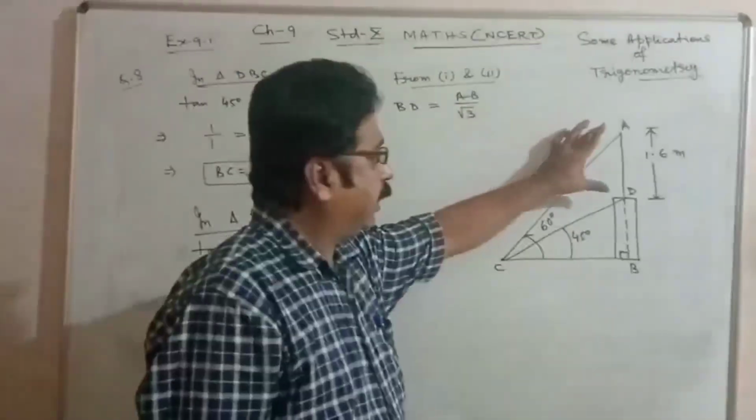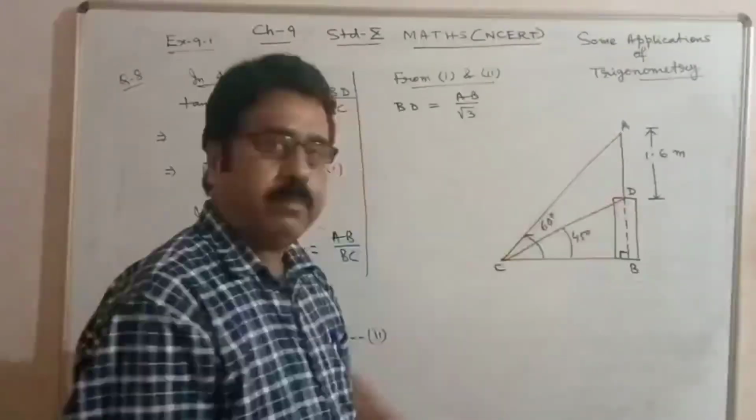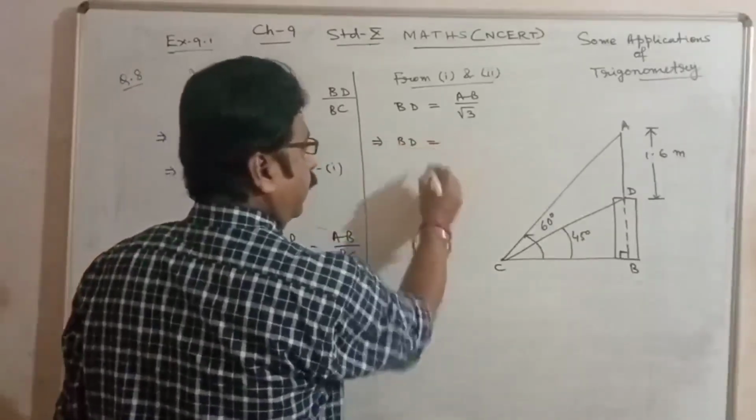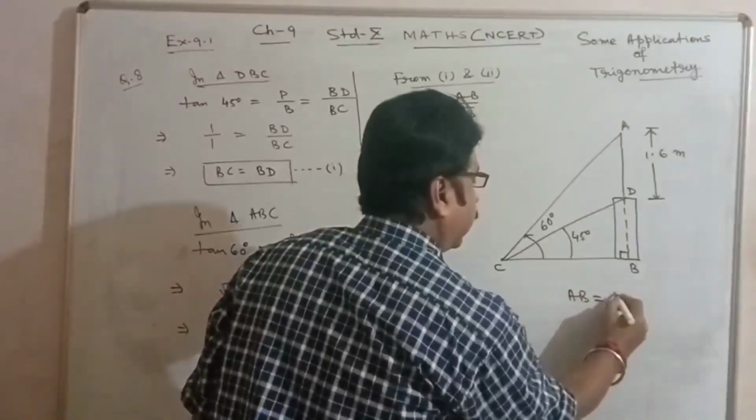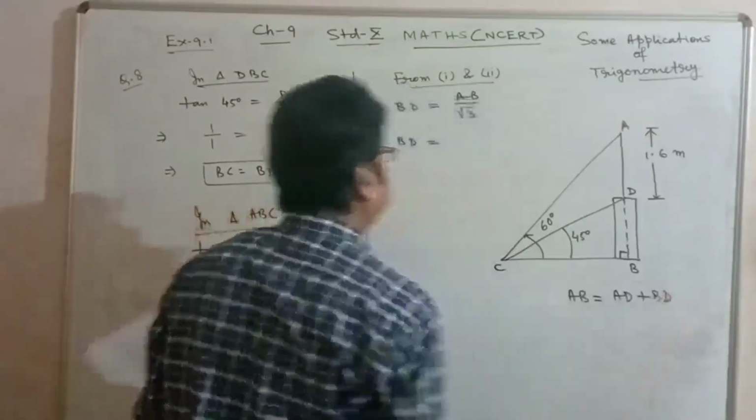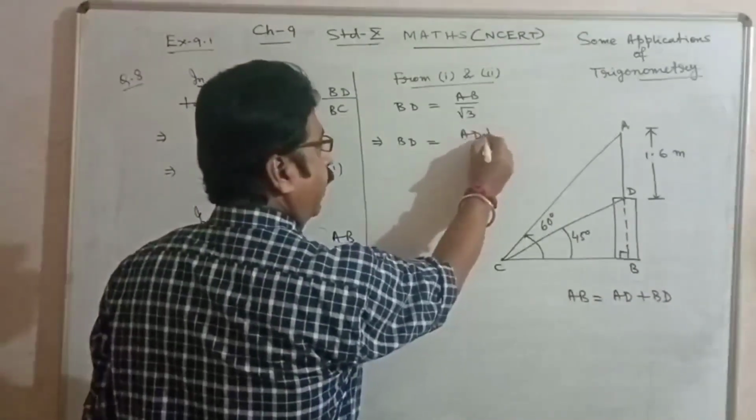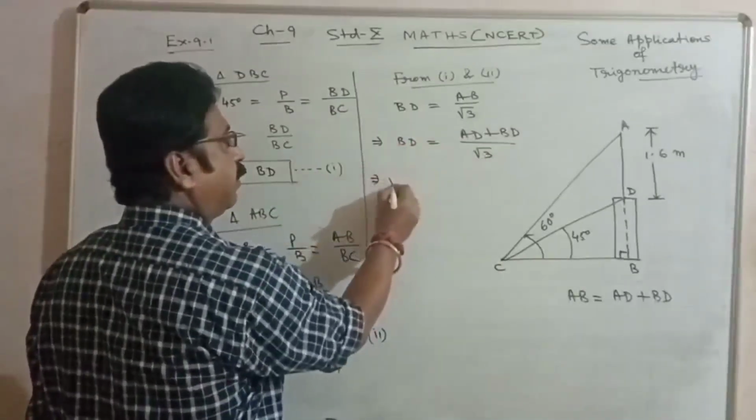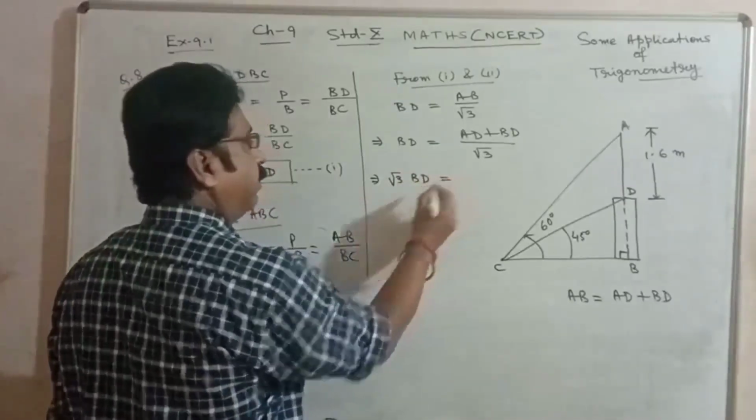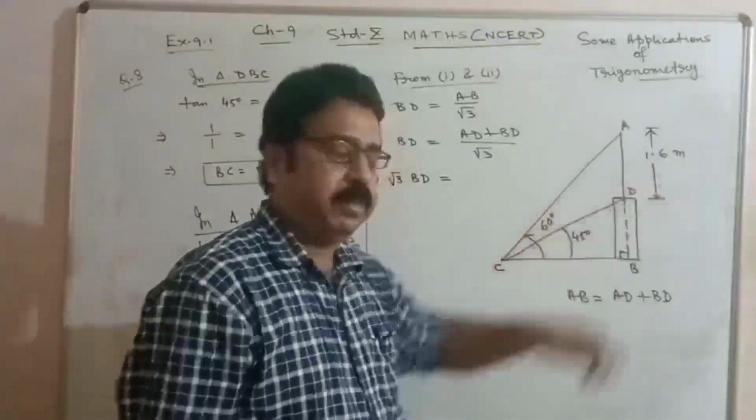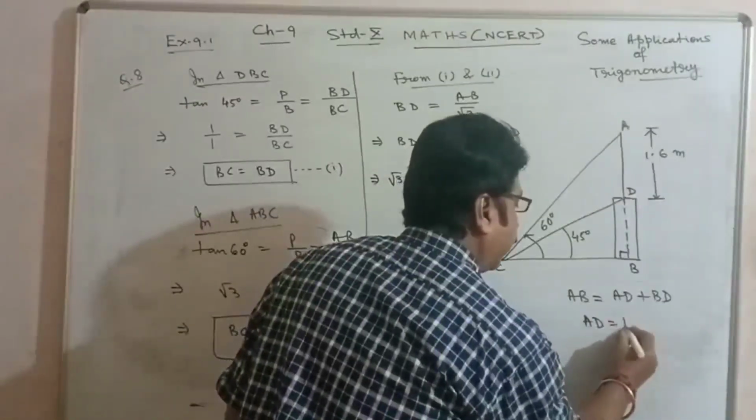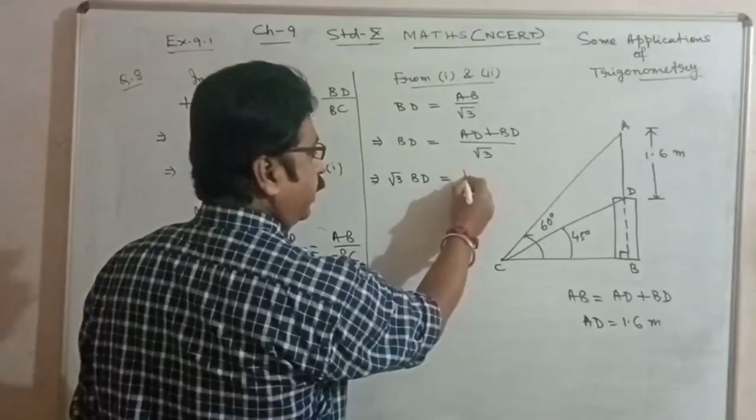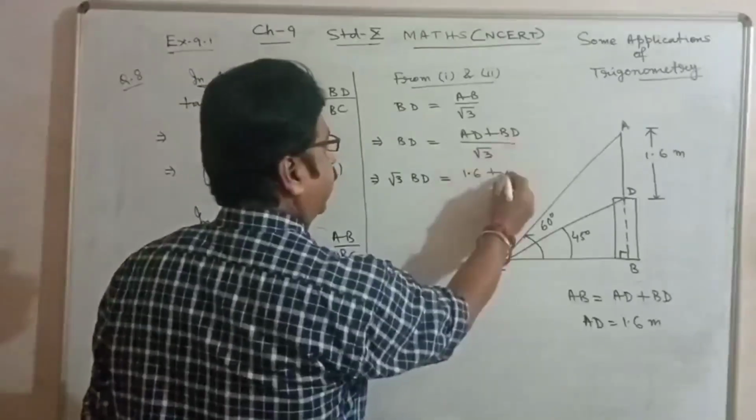Now AB means AD plus BD. AB is AD plus BD. AB means AD plus BD upon root 3. We can write root 3 into BD means root 3 BD equals to AD. AD is given 1.6 meter. AD is 1.6 meter. So in place of AD we can write 1.6 plus BD.